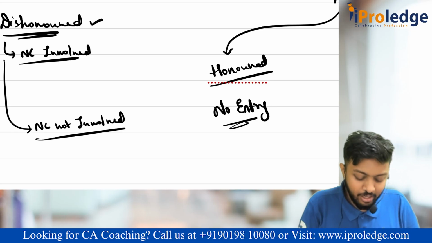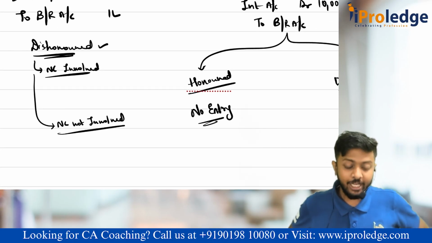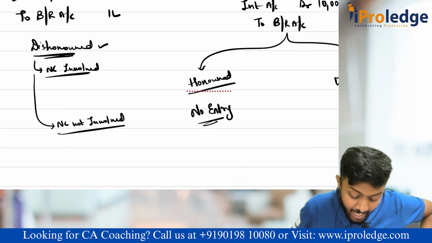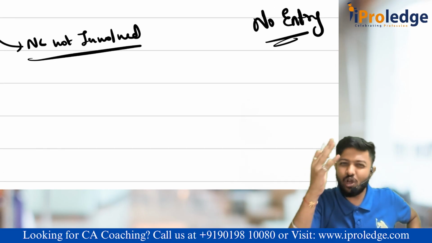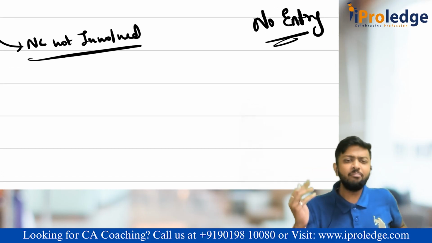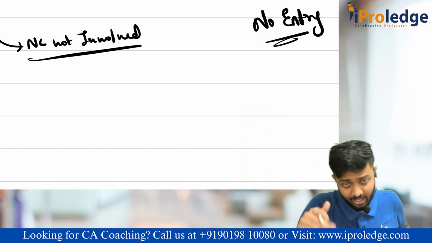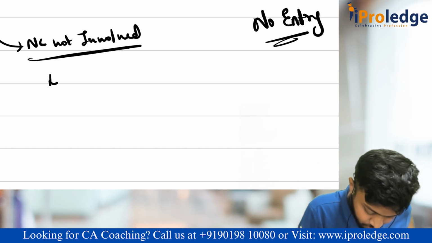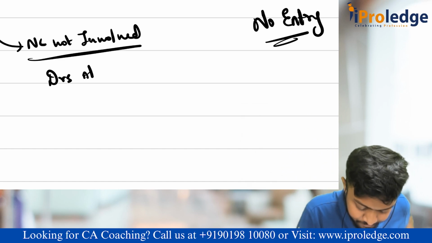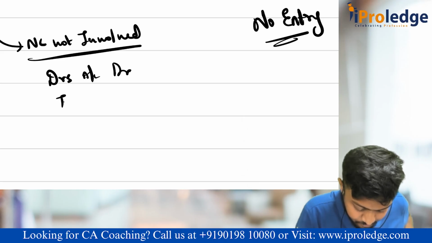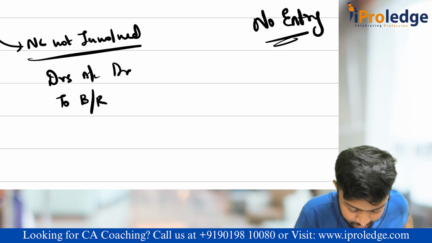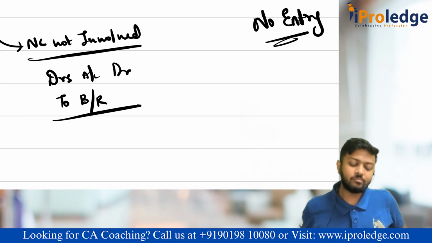Now say suppose drawer is holding the bill till the maturity, dishonor has happened, and noting charges is not involved. Then what is the entry? Simple. Reverse the entry. What is the entry you had passed when you drew the bill? Bills receivable to debtors. Now you pass debtors account debit to bills receivable. Pakka ulta entry.